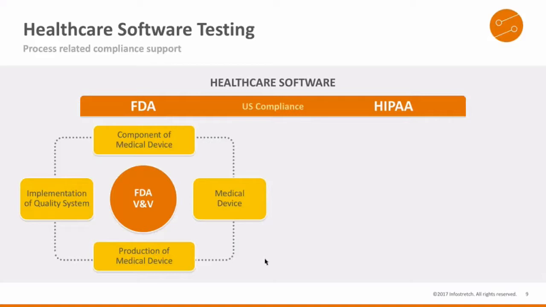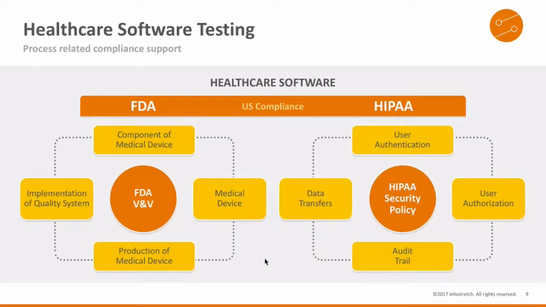Next is the medical device in itself. So your blood glucose monitoring device would also have some software residing inside it. So that will also come under the purview of FDA VNV. Third is the software that will be used in the production of medical devices, which could be a programmable controller or a logic system. And the last is the quality management system that would be implemented at the device manufacturer's unit.